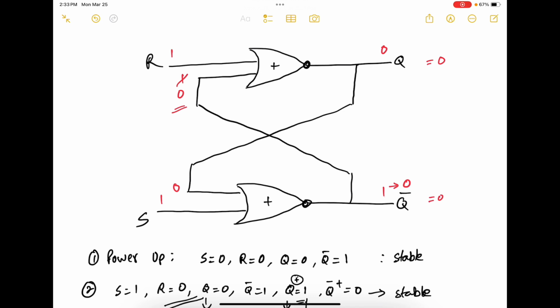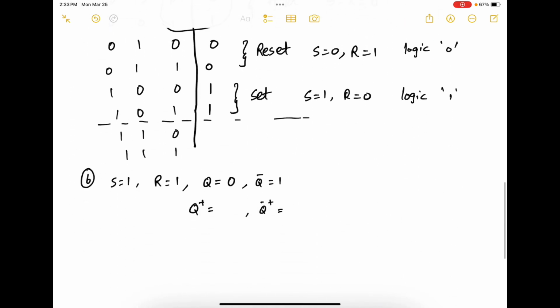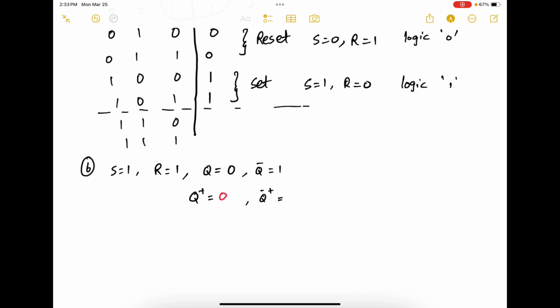So that's the number one violation. So your Q plus will be a 0 and your Q prime plus is a 0 again. Remember, I told you that in a latch, you're going to have two outputs, Q and Q prime, and both have to be complementary to each other. So this is going to violate that. Okay, it's still fine. Let's assume that it's still going to be stable though, right?